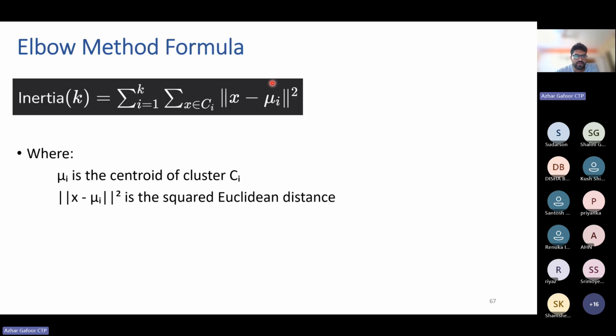This is how we calculate inertia in the elbow method, where mu is the centroid of the cluster, and this is the squared Euclidean distance. So we have to sum the distances of each cluster's points with the centroid of that cluster, and then add all the clusters.